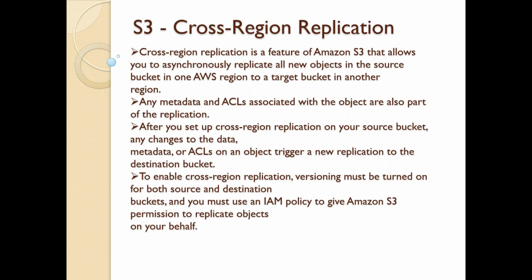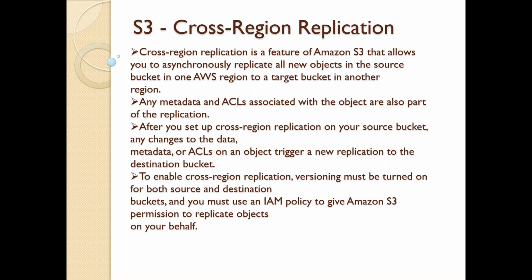Suppose you want to take a backup or you want to share some documents with your offshore development team. So you can create a bucket and share the objects there and immediately it gets replicated to the other region. Any metadata or ACLs associated with the object are also part of the replication. After you set up cross-region replication on your source bucket, any changes to the data or metadata of an object can trigger a new replication on the destination bucket.